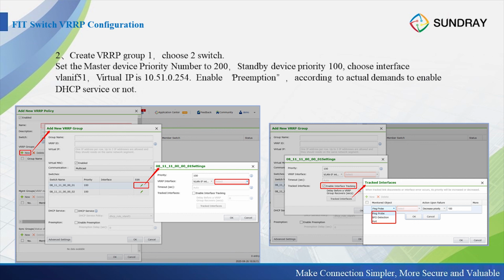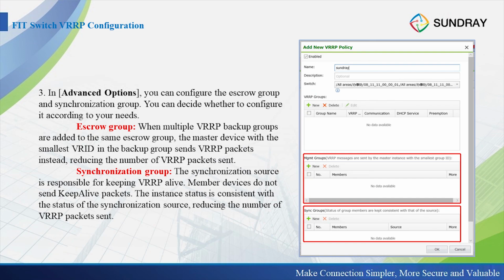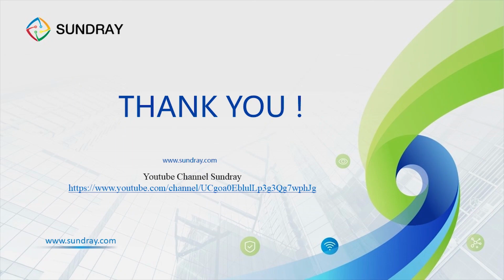In the advanced option, there are also the settings of the group and synchronization group. These two features we usually use to reduce the VRRP packets. The concept for configuring the VRRP group for the controller and for the switch is the same. If you understand one of them, you will easily understand the other.